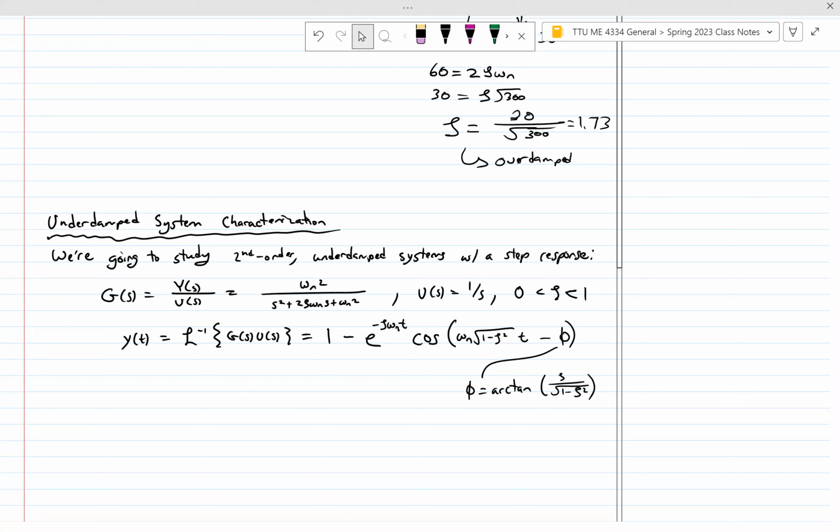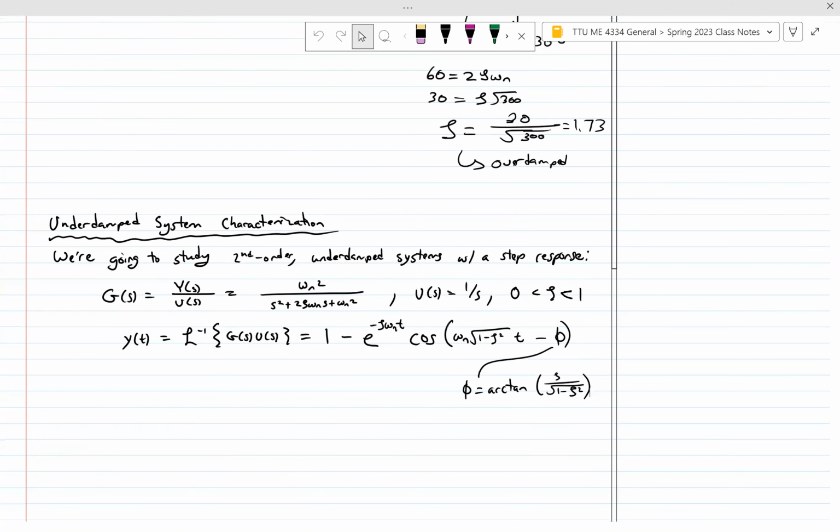What happens to this, right? We're going to have some oscillations, a cosine multiplied by an exponential. So those oscillations are going to decay over time, and we're eventually going to approach a value of 1 when our transient part dies out.